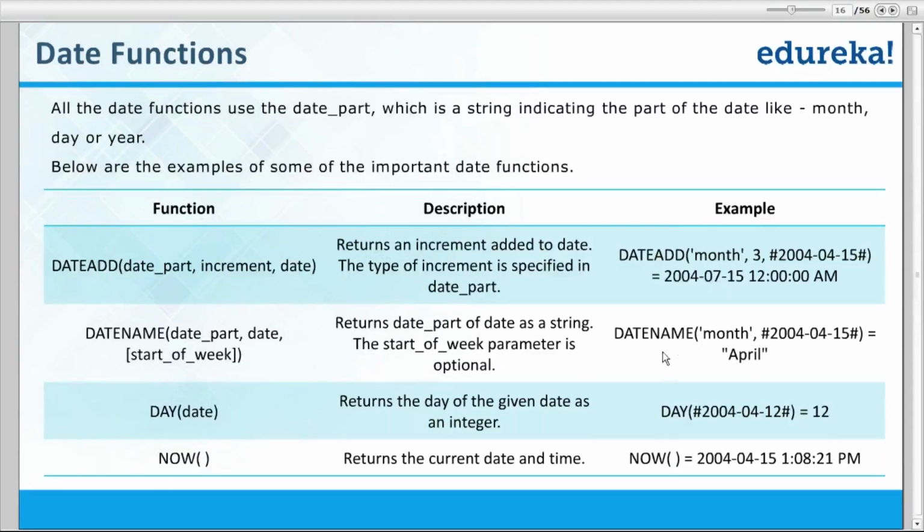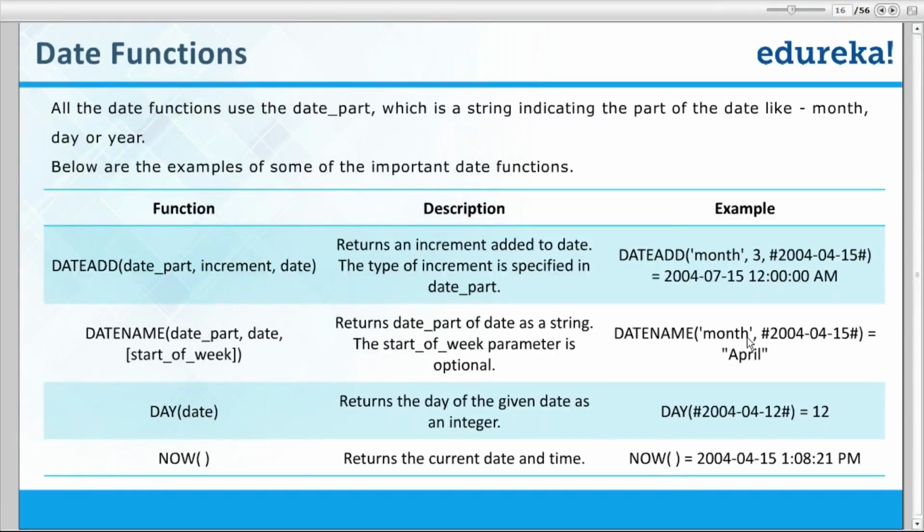Here, in DATENAME, I am asking for the month from this date, 2004-04-15. As you see, DATENAME returns a name in a character, string format. That's what we understand from DATENAME itself. There is also something called DATEPART; we'll see about that once we go to Tableau. And here the month alone would be taken under DATENAME.